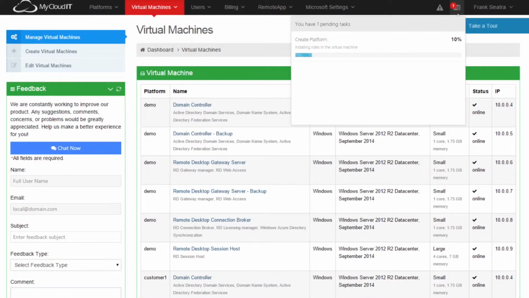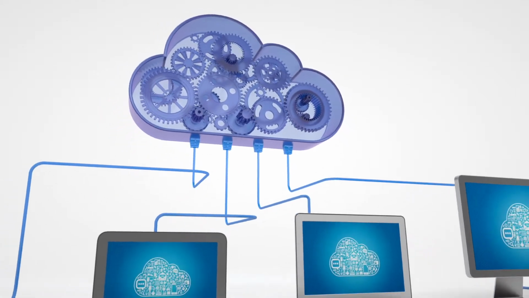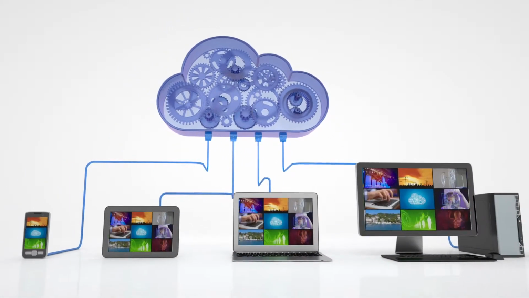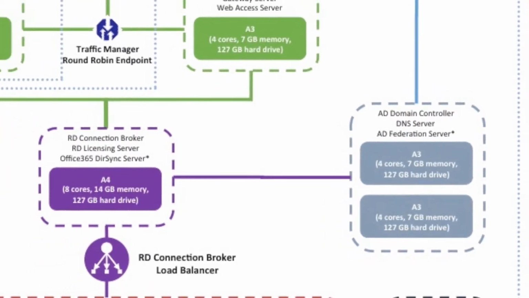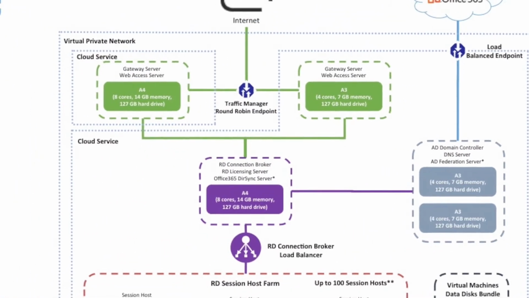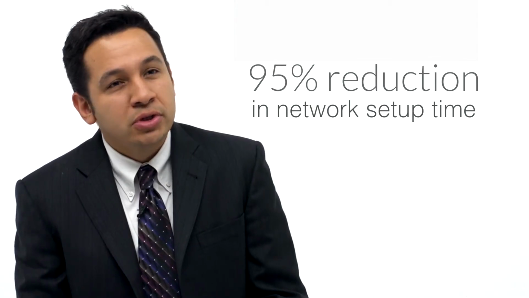It's the automation of IT tasks that up until now has been done manually. Windows Network as a Service, as we call it, is the ability to create an entire configured Windows Network infrastructure in the cloud with just a few clicks in a few hours. And this includes domain controllers, DNS servers, file servers, load balancers, session hosts, gateways, etc. The MyCloud IT platform allows the network administrator to create these robust networks in Azure with just a few clicks in about 2 to 3 hours.